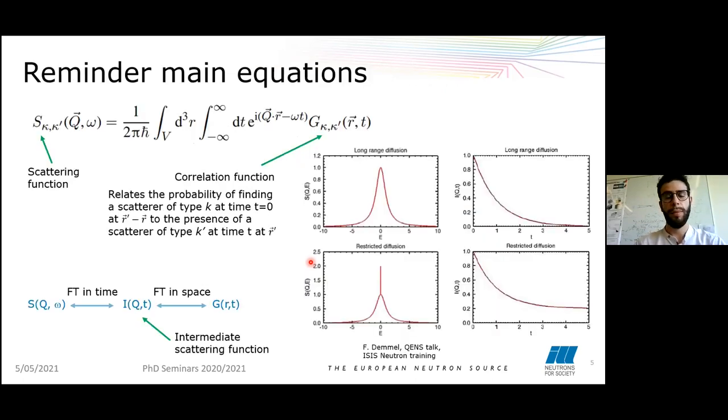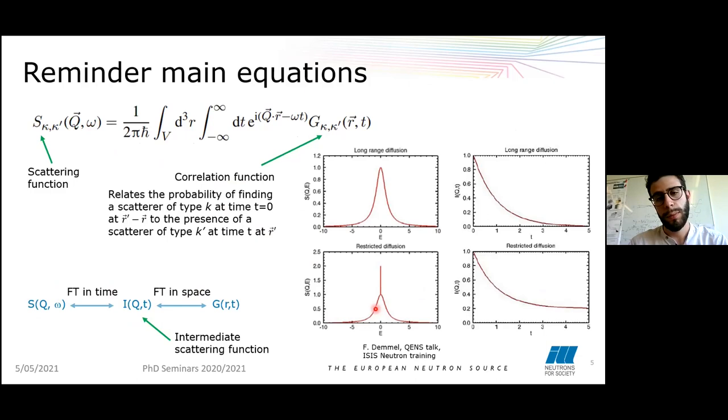Here, I remind the main equation, so the scattering function is related with the double Fourier transform to a correlation function. And then I remind that there is the intermediate scattering function, that is the Fourier transform in time of the scattering function and in space of this correlation function.